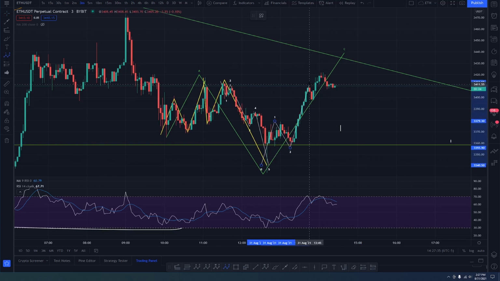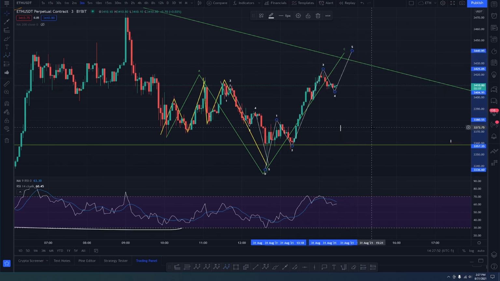Now the question is, is this 3, 4, and 5? Probably not. In fact, I already entered short, but I'm probably one wave too early. I'm probably going to cut it here and re-enter. Maybe 1, 2. This is 3. We're probably making 4 now, and then we'll go up for 5, and that'll be the 5th wave.